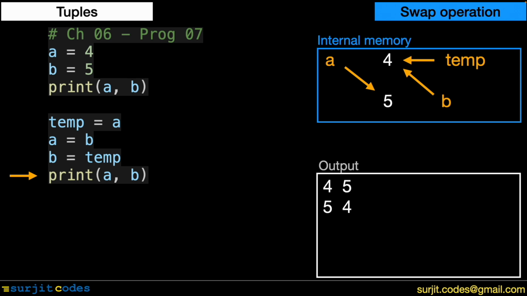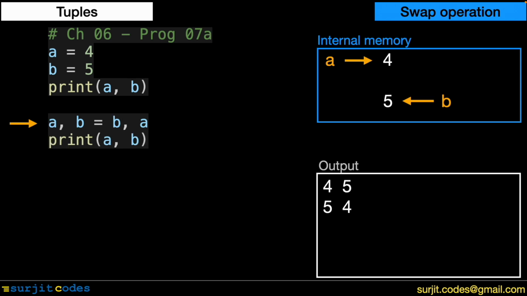But Python has a shortcut method. This single line replaces three statements of swapping. In this, tuple b, a replaces tuple a, b in one step, so there is no need to involve a temporary variable.